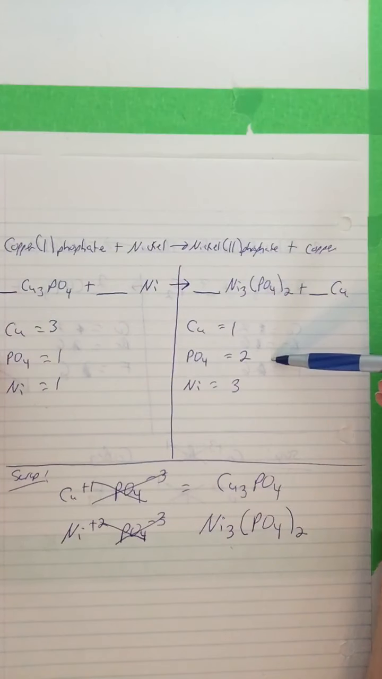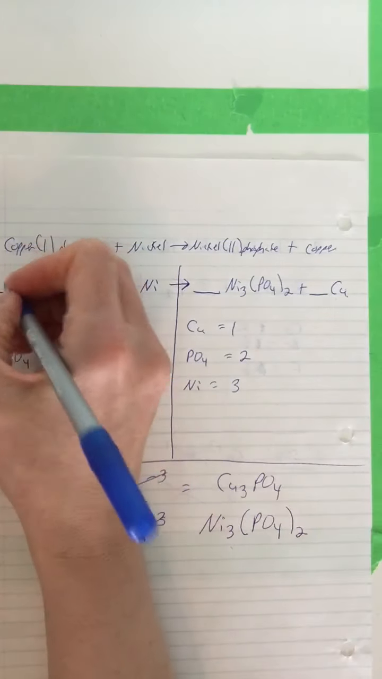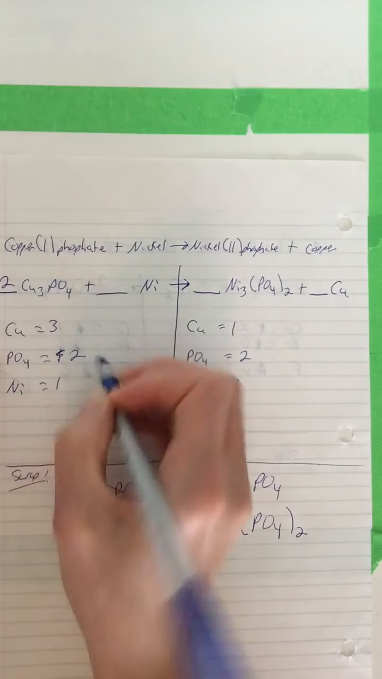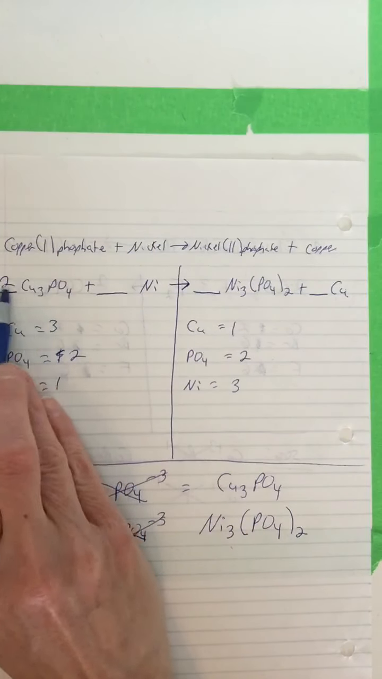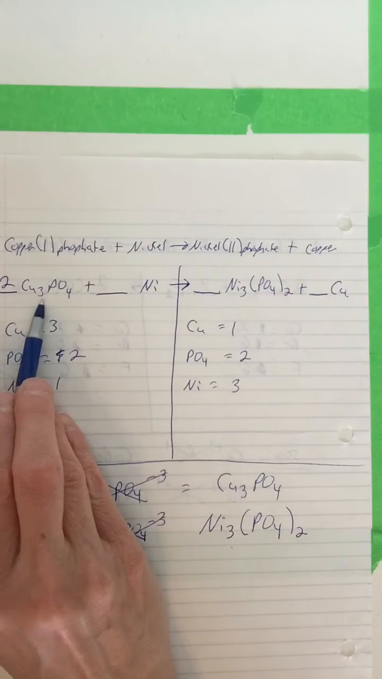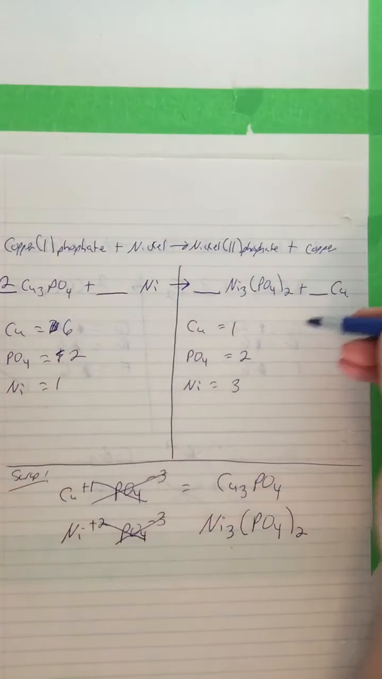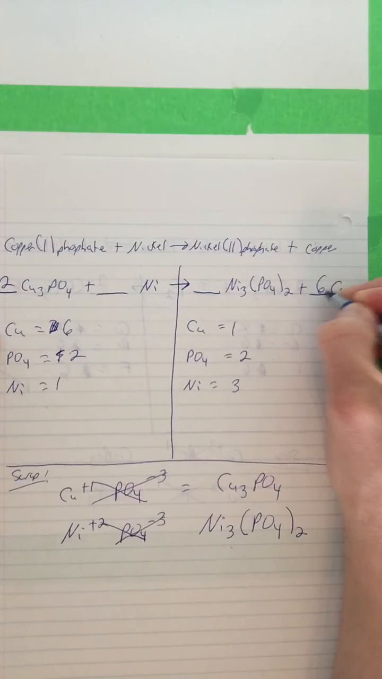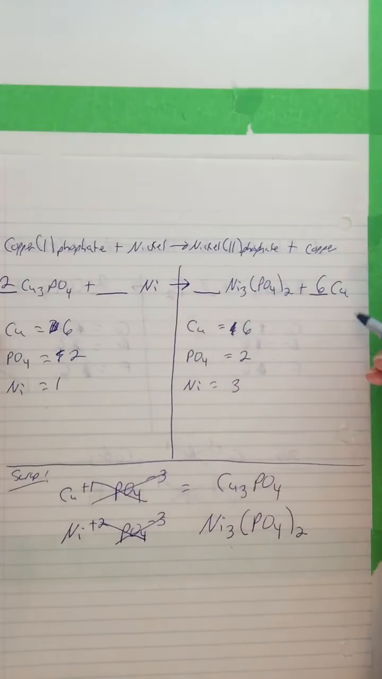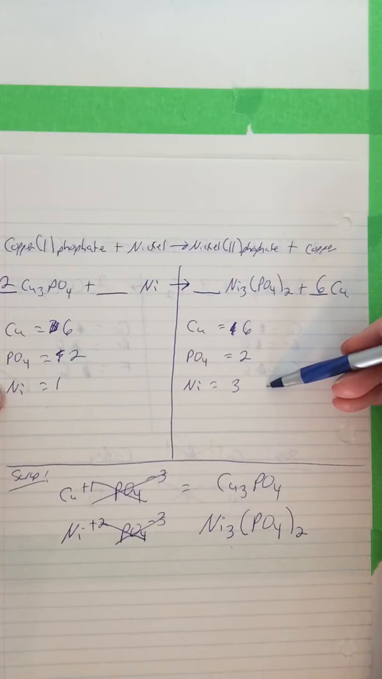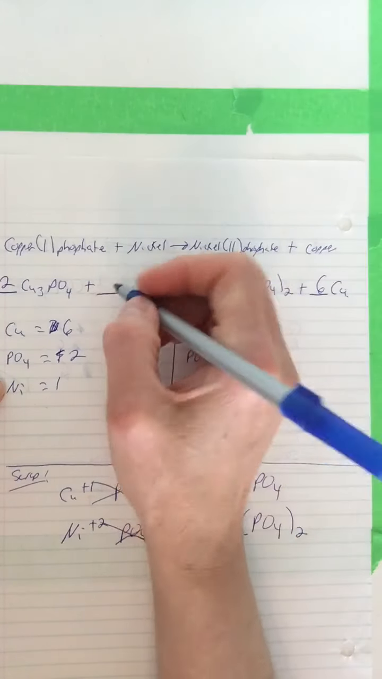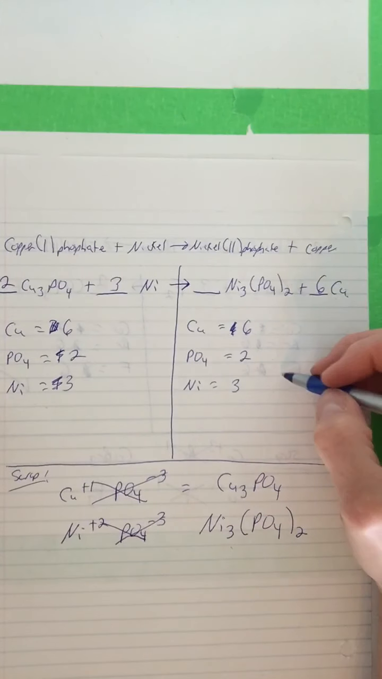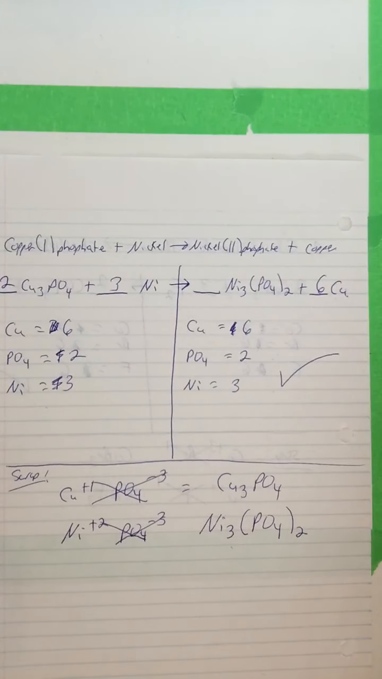So we've got 2 PO4s on this side, 1 PO4 on this side. So if I put a 2 out front, that changes this guy to 2, and it changes my copper to 6. 2 times 3 is 6. All right, so now let's go. This has 6 copper on this side. This has 1. So if I put a 6 out front, that's balanced. That's good. I've got 3 nickel on this side, 1 on this side. If I put a 3 out front, that's balanced. I have 6, 2s and 3s. I'm balanced. Okay.